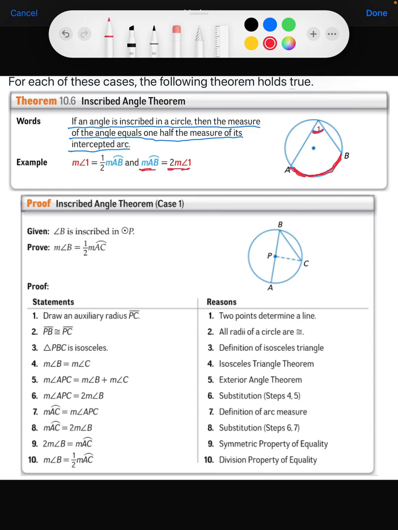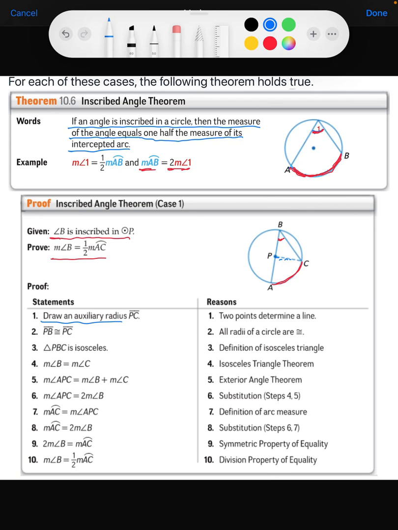We're given here that angle B is inscribed in circle P. So B is this angle here, inscribed in circle P. We want to prove the angle B is 1/2 the measure of arc AC. So 1/2 the measure of this arc right here. So what we're first going to do is draw the auxiliary line. So that's this line right here. Draw auxiliary line. 2 points determine a line.